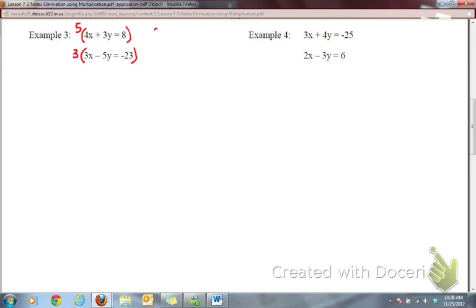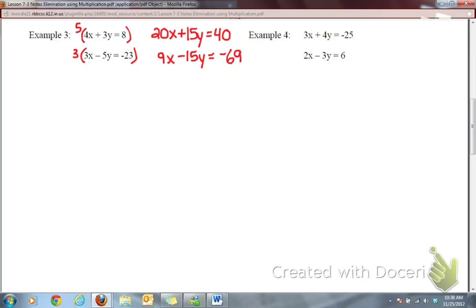We're going to have a 20x as I distribute the 5 on the top, and then plus 15y, and it equals 40. And in the second equation, that's going to be a 9x minus 15y equals negative, I know it's negative, 69.